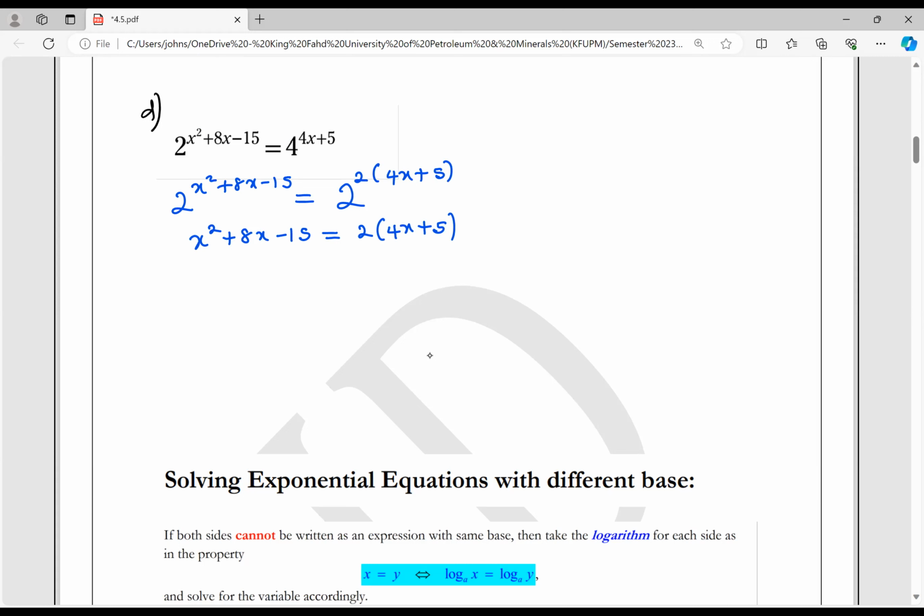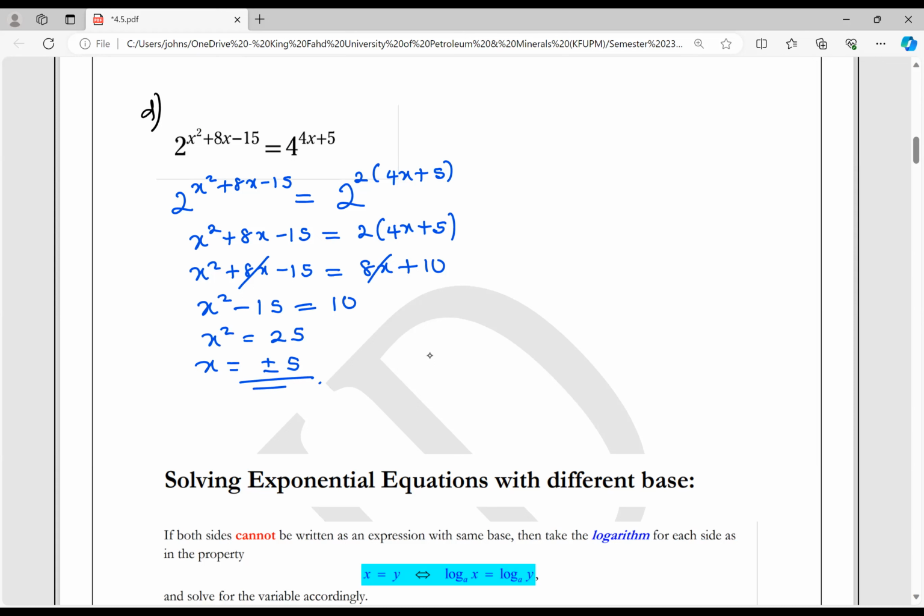Right. And this is x squared plus 8x minus 15 equals 8x plus 10. Now 8x will cancel with 8x, so we have x squared minus 15 equals 10. Am I correct? So x squared is equal to 25, and definitely x is going to be plus or minus 5. So here we have two solutions.